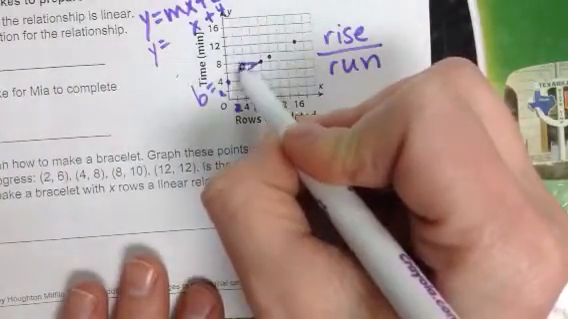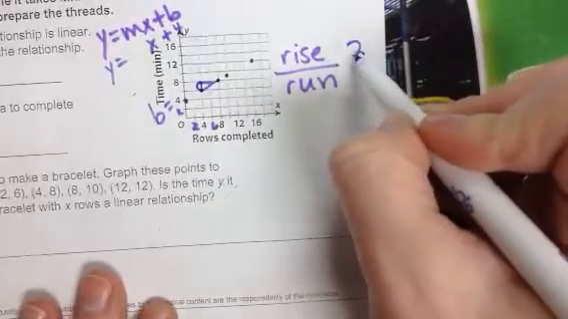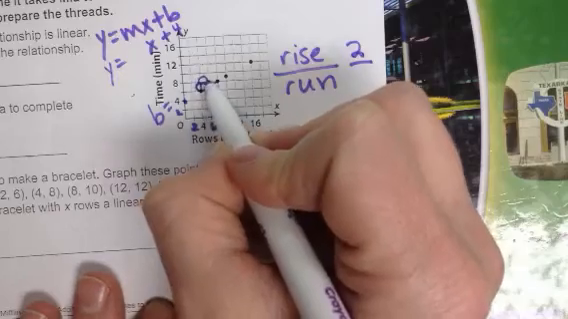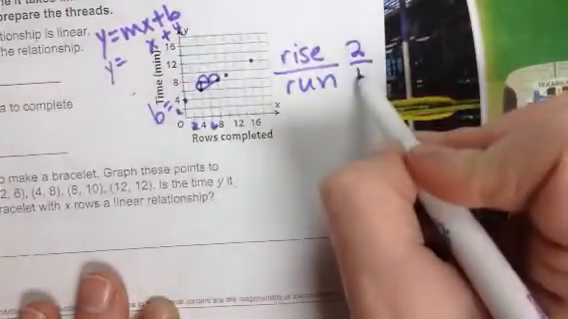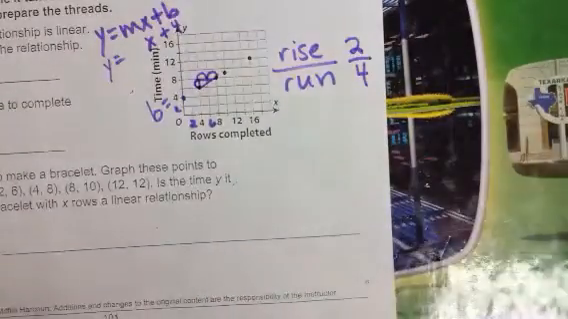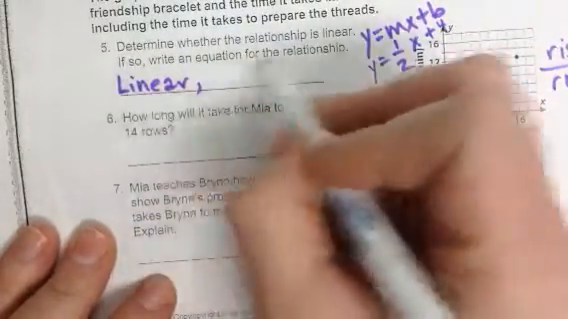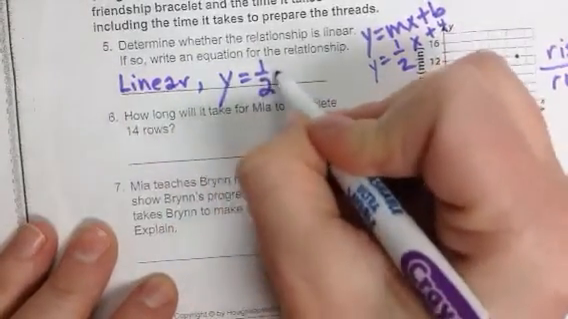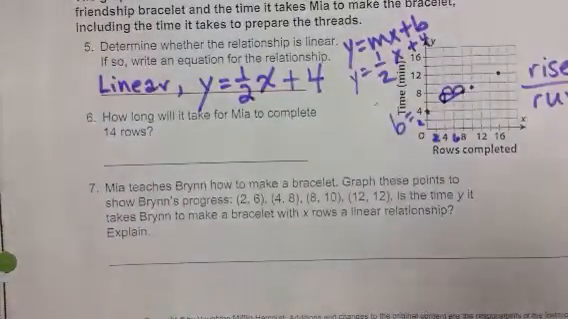My rise here, because the y-axis is counting by 2s, and I just do one jump, that's a 2. My run, I have to do 2 jumps, and it's counting by 2, so I say 2, 4. I'm going to reduce that to 1/2. So they wanted us to tell whether it was linear or not. Yes, it is. It's a straight line. If so, write the equation. We got y equals, the slope was 1/2. That goes in front of x. The y-intercept number of a positive 4 goes at the back.